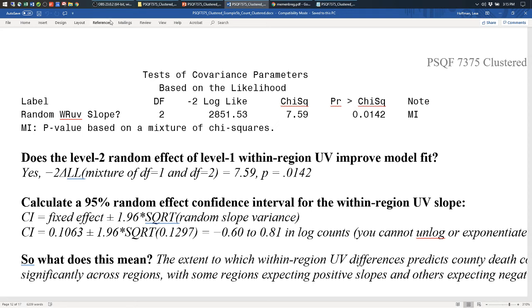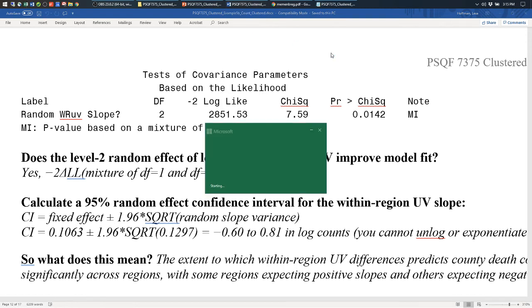So would you like to see how I would get a mixture chi-square so that you can do it for your homework if needed? Would you like to see that? Just, hypothetically. My friend chi-dist in Excel.